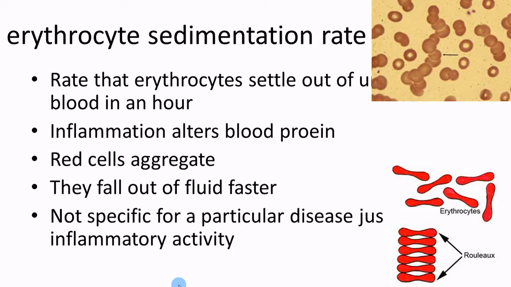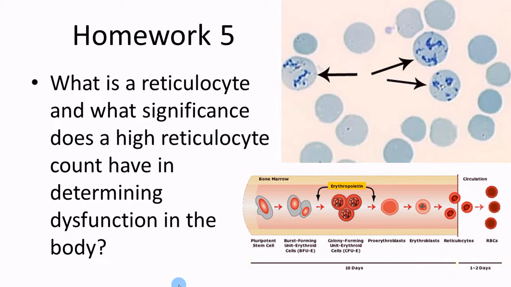through your system. So when we do this test, we don't do it to identify any one particular disease. We're just doing it to identify if there's inflammation in your body. So here's another thing. I kind of slipped and told you part of the answer: what is a reticulocyte, and what significance does a reticulocyte have on determining dysfunctions in the body?